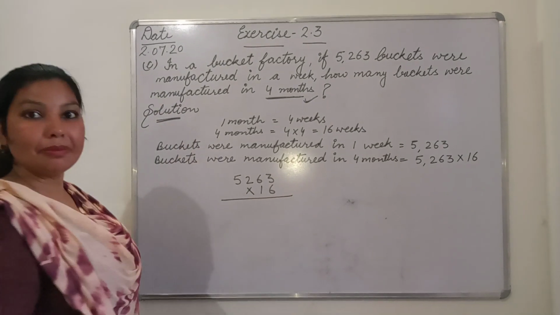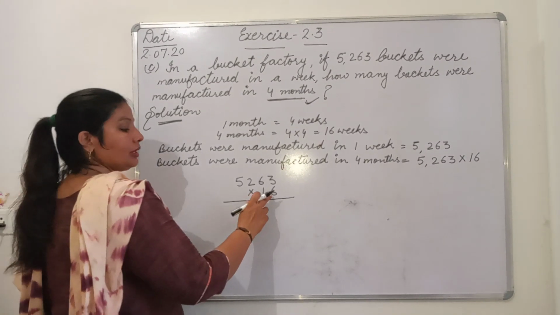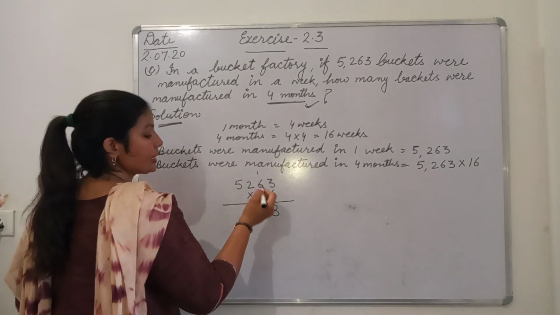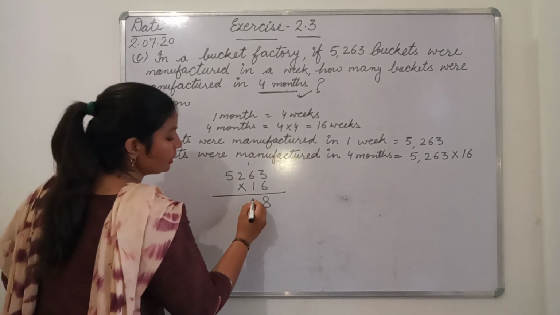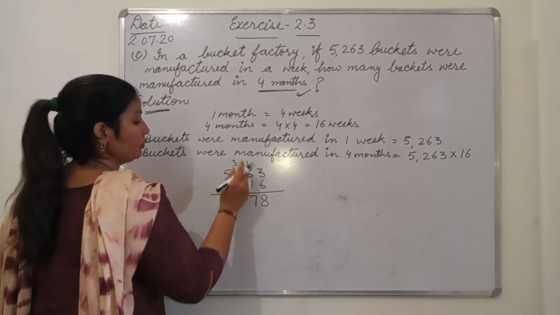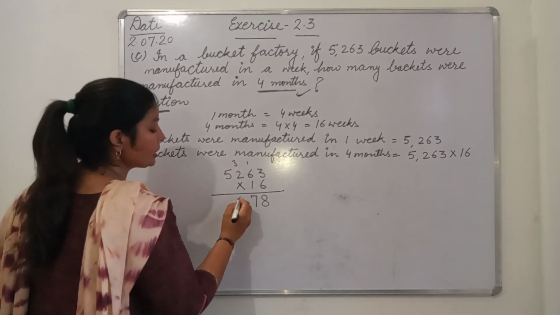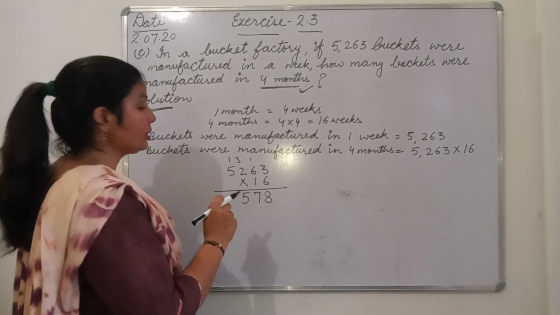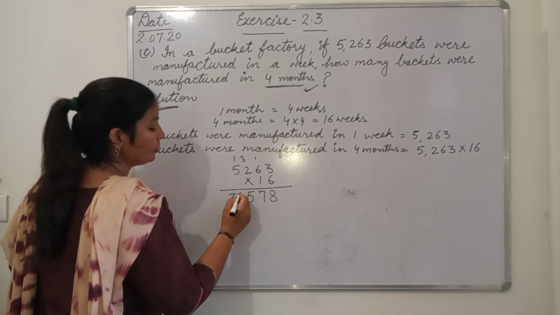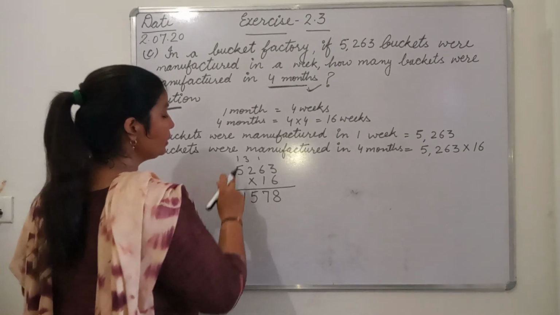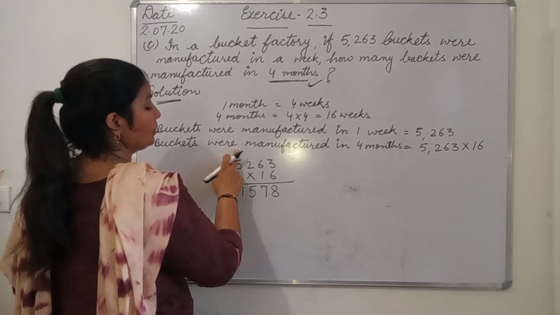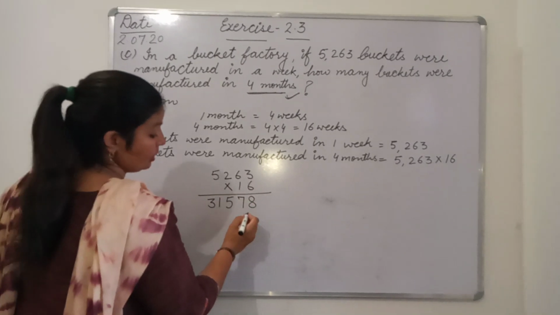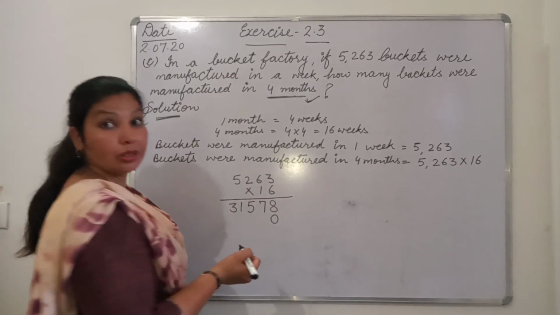First of all multiply by the 1's column, which is 6. 6 times 3 is 18, 1 carry. 6 times 6 is 36, plus 1 is 37. 6 times 2 is 12, plus 3 is 15, 1 carry. 6 times 5 is 30, plus 1 is 31. Now we cross the 1's column and make it 0, because now we multiply by the 1 in the tens place.